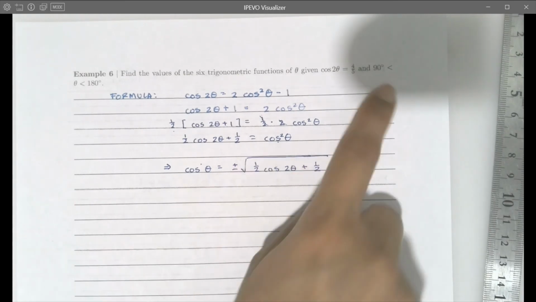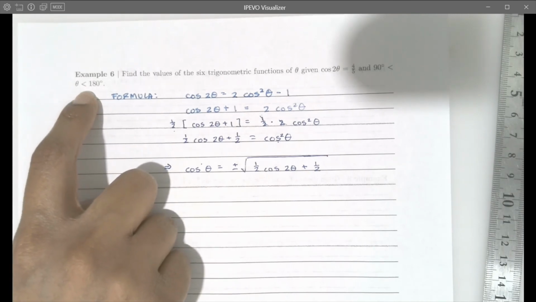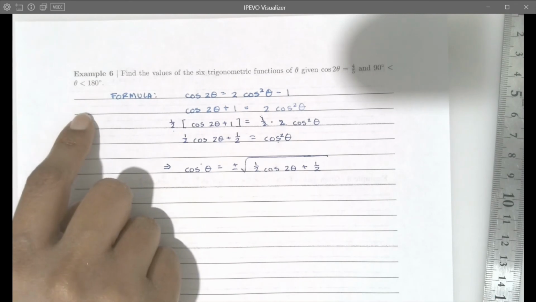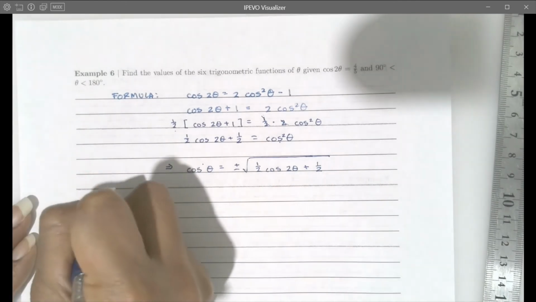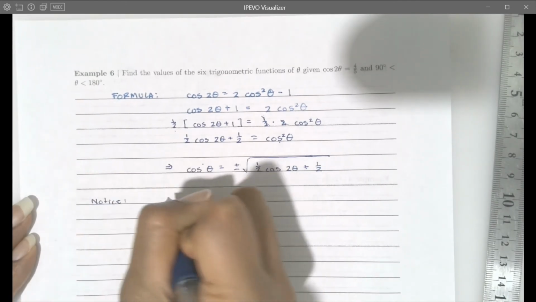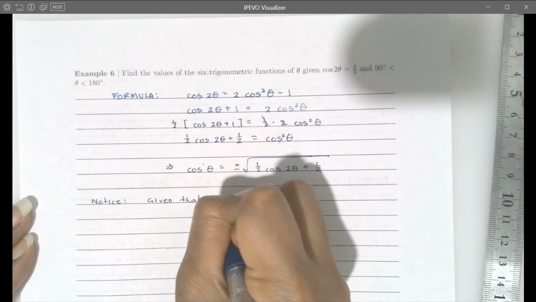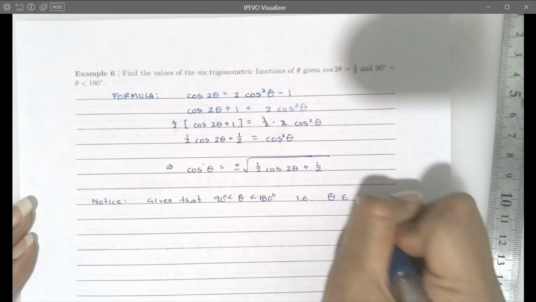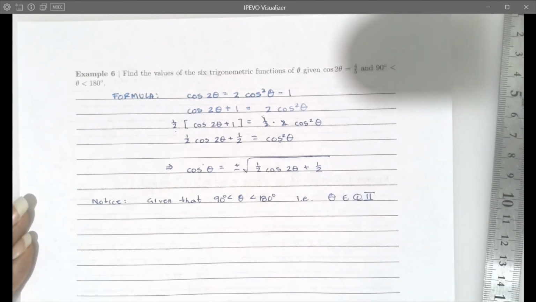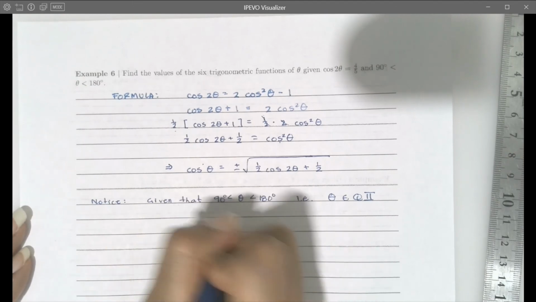Okay, so let's first take a look at that second piece of given information, which we haven't considered. They told us that the angle lies between 90 and 180. That would be quadrant number 2. In quadrant number 2, what is cosine? Well, cosine is going to be negative. So let's write that down. So notice, it's given that angle theta is between 90 degrees and 180. So i.e., angle theta is in quadrant 2. So given that theta is in quadrant 2, cosine is going to be negative.